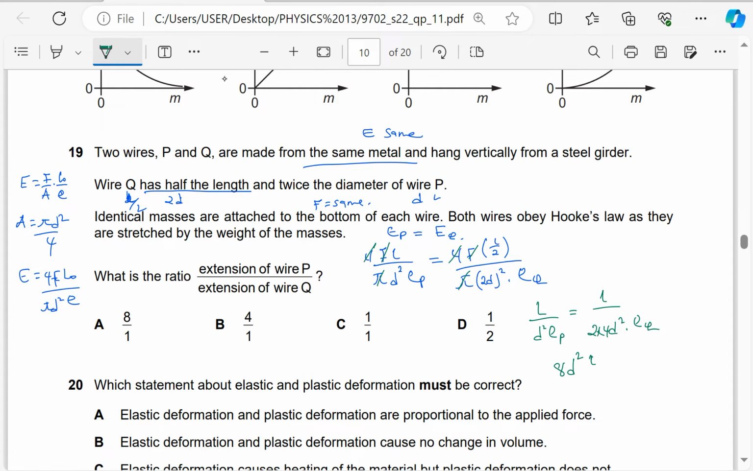L is equal to d squared times L, then times EP divided by EQ. So d squared L cancels out. I remain with EP over EQ equaling 8, or 8 over 1. So the answer is going to be A.